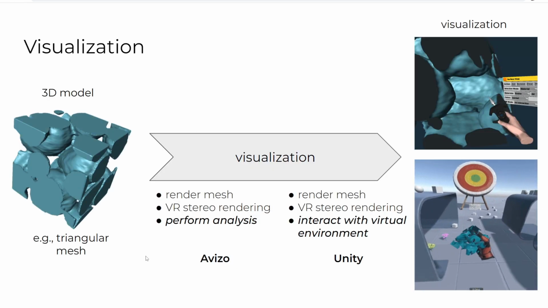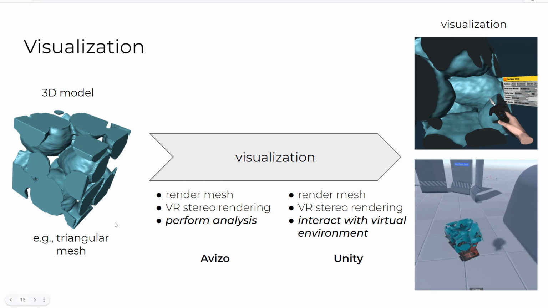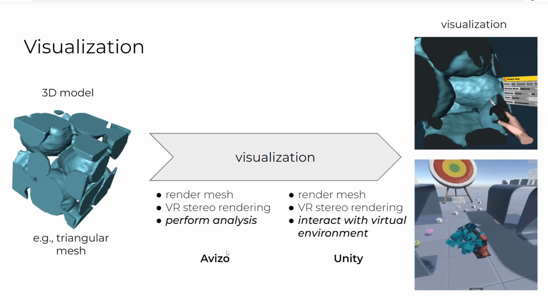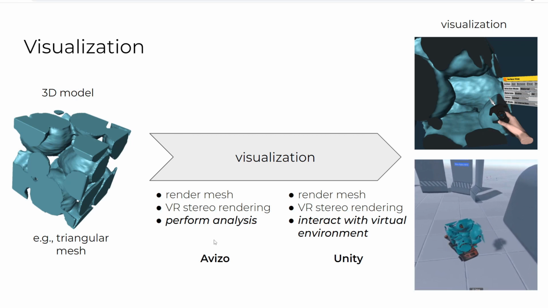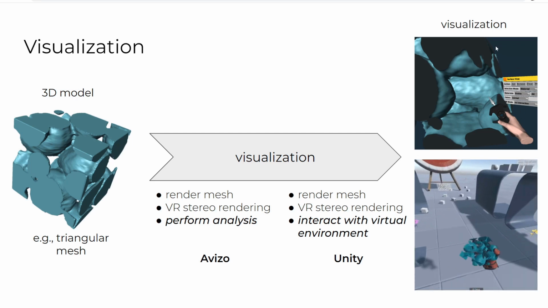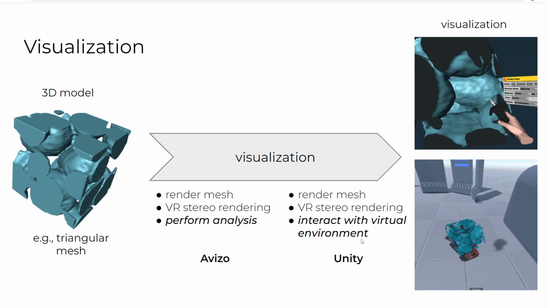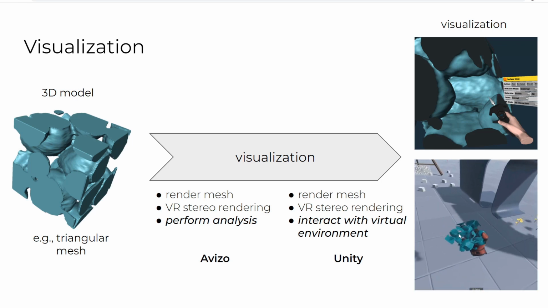Next, let's talk about the visualization step in our workflow. As you have seen in our workflow overview earlier, we were able to bring our 3D model into virtual reality using Avizo directly in connection with the TechViz application. And in just a few clicks, we were able to visualize and interact with our 3D model in VR. The next thing that I wanted to discuss is how to use an alternative application called the Unity game engine to bring our 3D model into virtual reality.